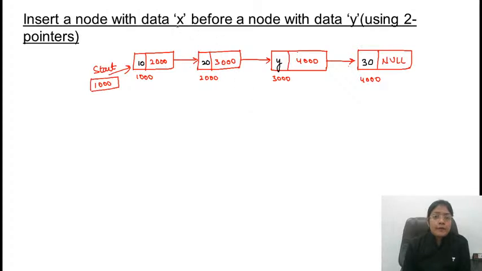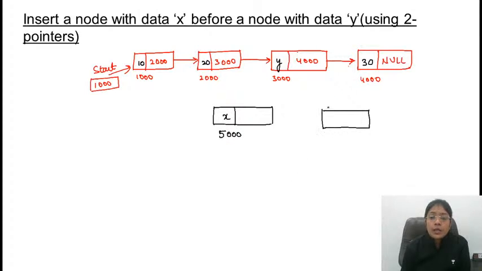Okay, so the very first thing is you need to create a new node with data x. So for this you can make a call to the new node function, and let's assume that this is created at location 5000. So new node is a pointer variable. We need to declare a pointer variable which will be holding the address of the newly created node. This is 5000, right? And its next part is containing the value null.